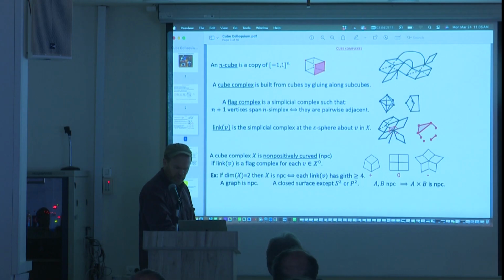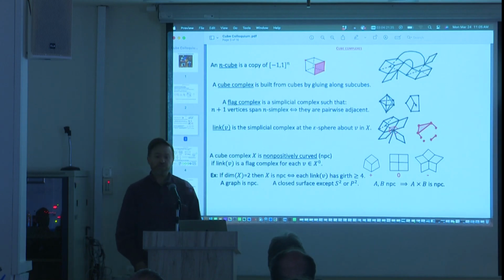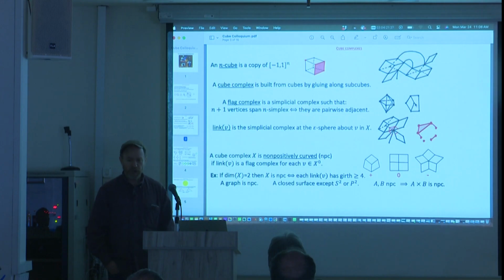Here's two examples of flag complexes. This is an octahedron. It's well known. Okay, no higher simplices, it's just two-dimensional. And here's a graph which is a flag complex. A one-dimensional simplicial complex is a flag complex if there aren't any 3 cycles, or 2 cycles, or 1 cycles.